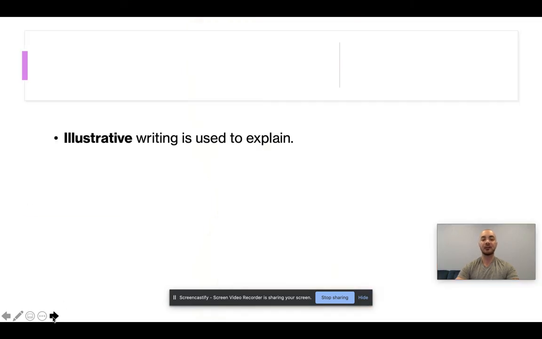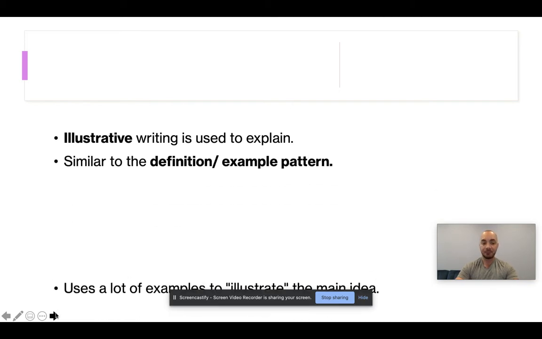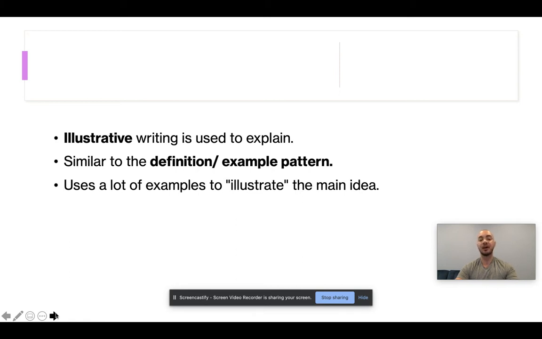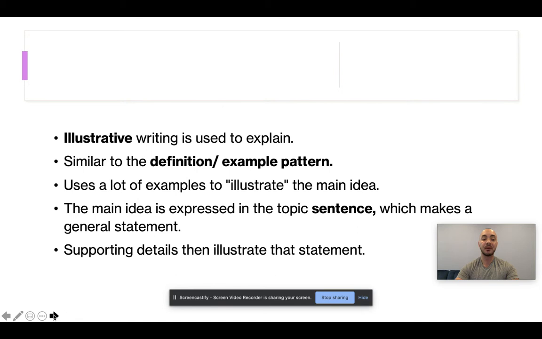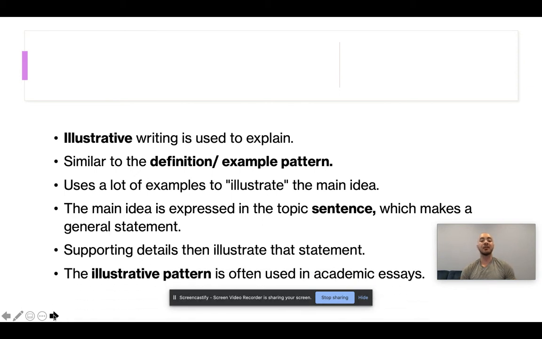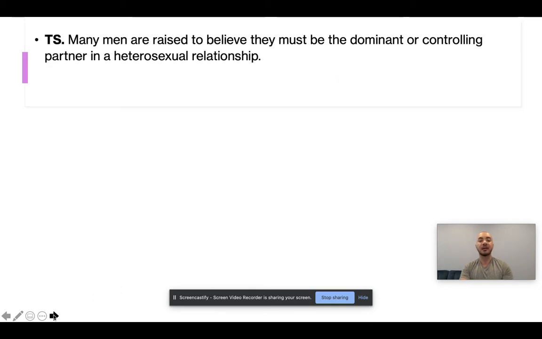What is illustrative writing to begin with? Well, illustrative writing is used to explain concepts or ideas. It's similar to the definition example pattern, and its success depends on the use of lots of examples in order to illustrate a main idea. The main idea is, of course, expressed in a topic sentence, and that topic sentence usually makes a broad or more general statement. Supporting details then illustrate or give examples of that statement. Finally, the illustrative pattern is often used as part of academic writing. So let's take a look at some examples.